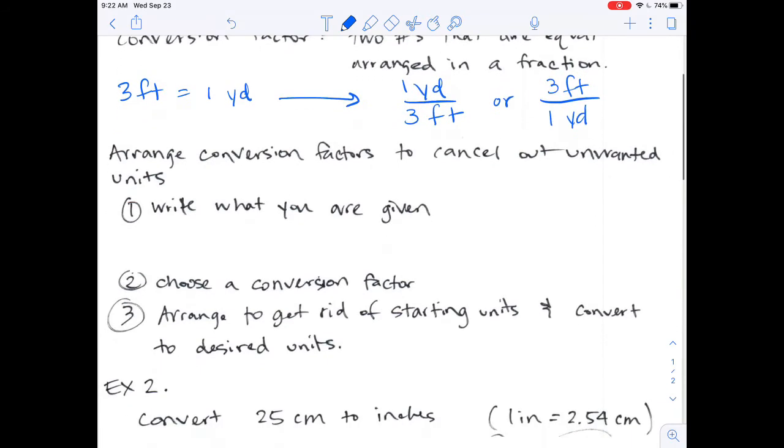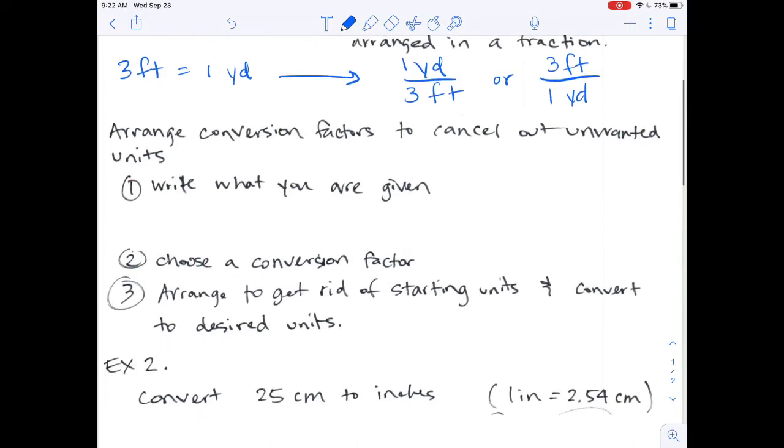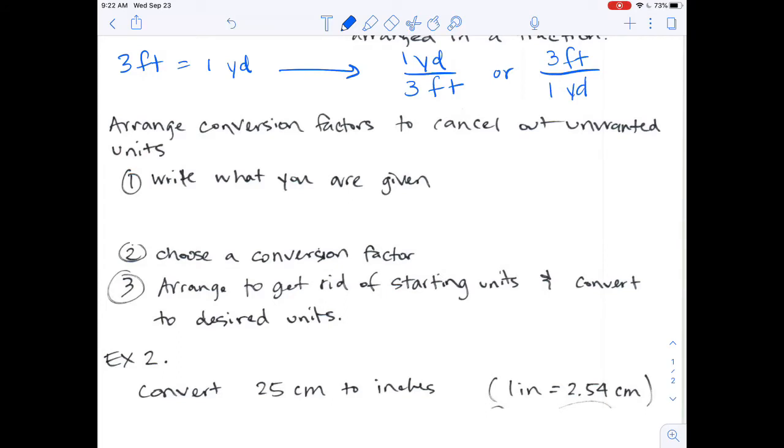To do that, you arrange them to cancel out things that you don't want, and then to keep the things that you do want. So I have the steps here. You can see they're already written, but I'm going to solve the problem in this little space below number 1. But you should be writing out the steps as you solve the problem as well.